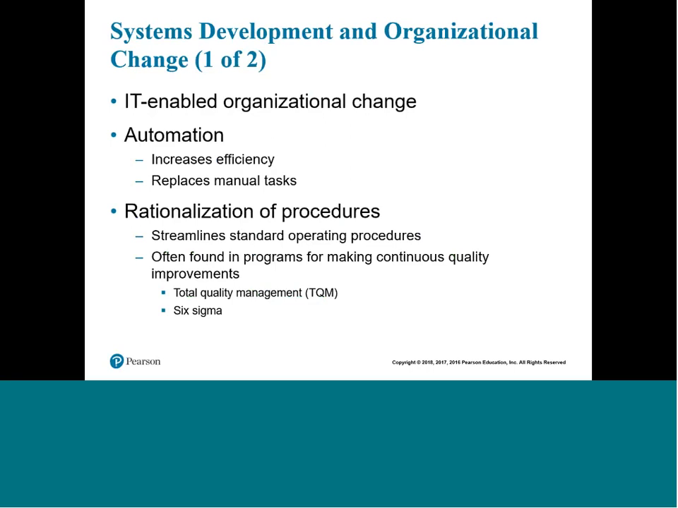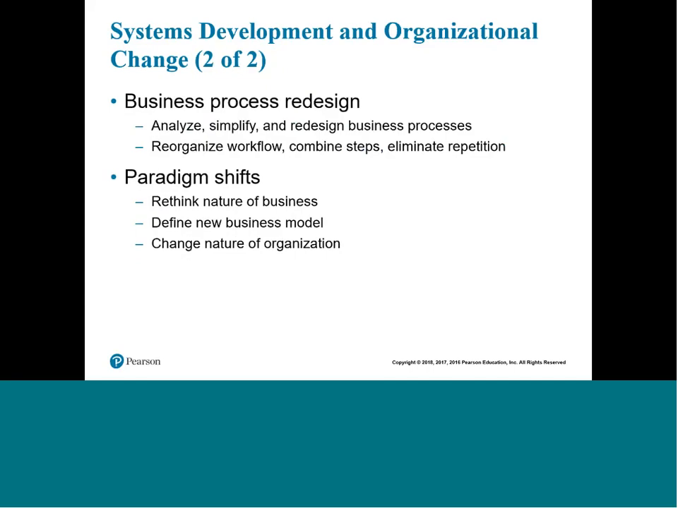Rationalization of procedures. That's where we're streamlining our standard operating procedures or our business processes to make them more efficient. Business process redesign. We look at our business processes, we analyze them, we make them easier, and we redesign based on that second look at our process. Paradigm shifts are where we look at the nature of our business. Maybe we define a new model for our business and we change the nature of our organization.